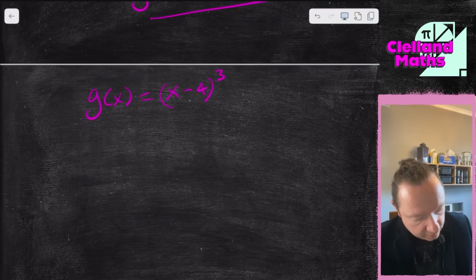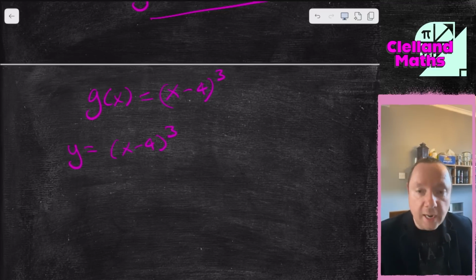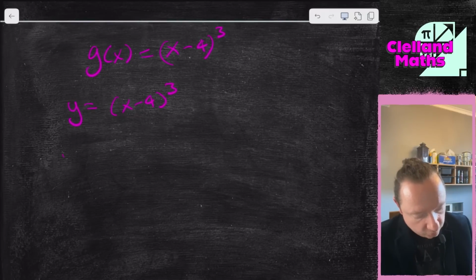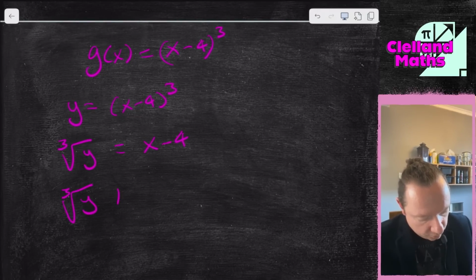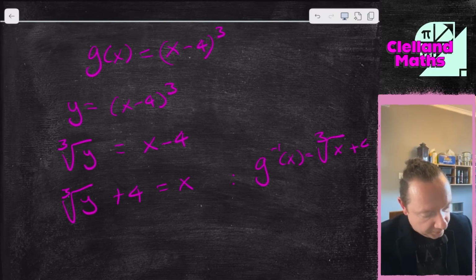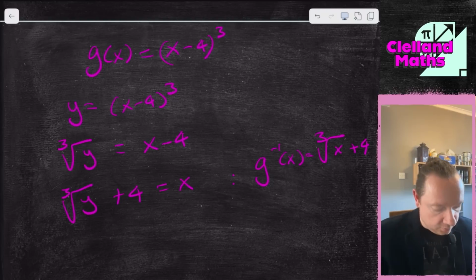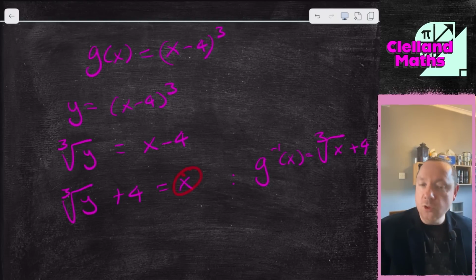You see, let y equal (x minus 4) cubed, and then make x the subject. So the cube root of y is x minus 4. The cube root of y plus 4 equals x. And then immediately you just say the inverse, it's not f, it's g in this case. The inverse function of x is the cube root of x plus 4. But be careful with this method. Don't ever change that to a y again, because you'll lose a mark.